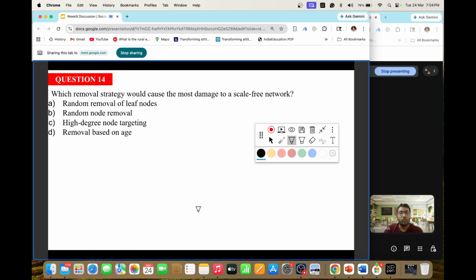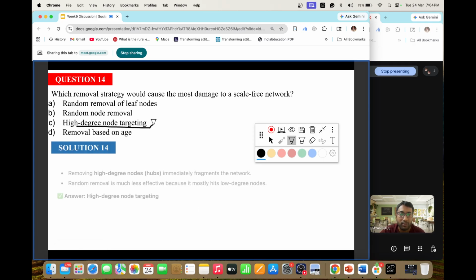Now let's move to question number 14. Which removal strategy would cause the most damage to a scale-free network? Random removal of leaf nodes, random node removal, high degree node targeting, or option D, removal based on age. So option C is the correct answer, high degree node targeting, that is targeting the hubs.